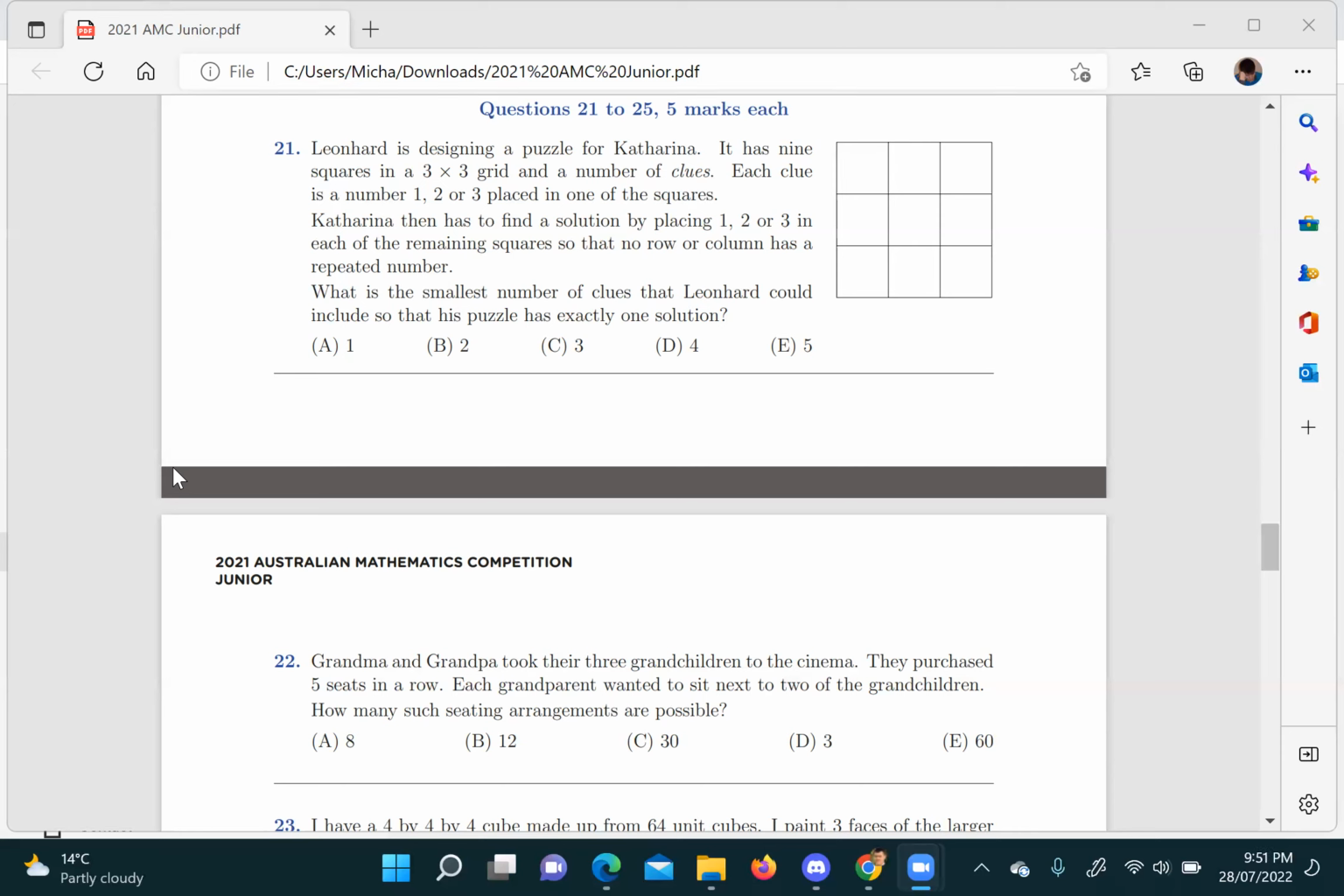Let's see. Leonard is designing a puzzle for Katerina. It has 9 squares and a number of clues. Each clue is a number 1, 2, or 3 placed in one of the squares. Katarina then has to find a solution by placing 1, 2, or 3 in each of the remaining squares, so that no row or column has a repeated number. What is the smallest number of clues that Leonard could include so that his puzzle has exactly one solution?